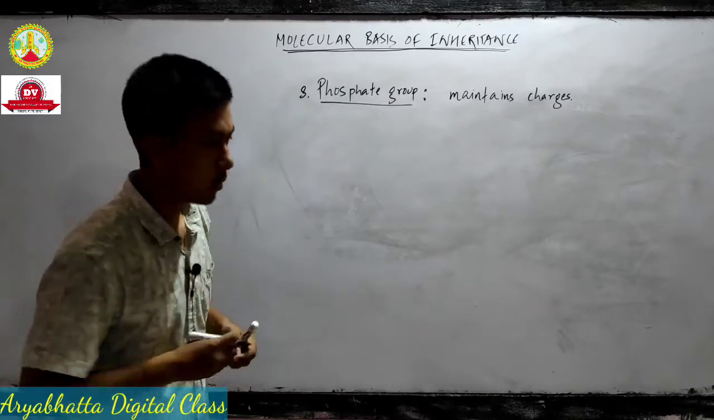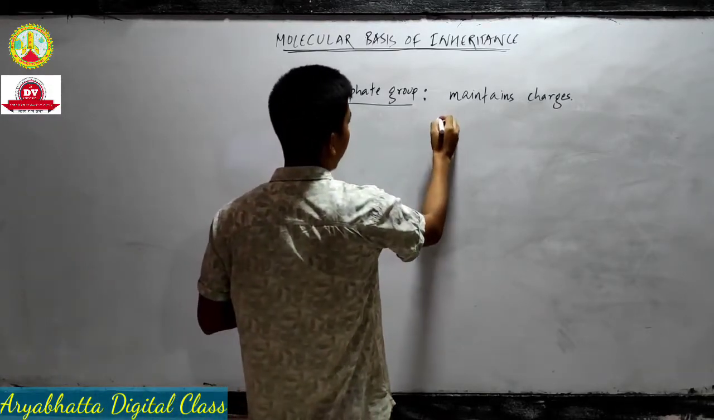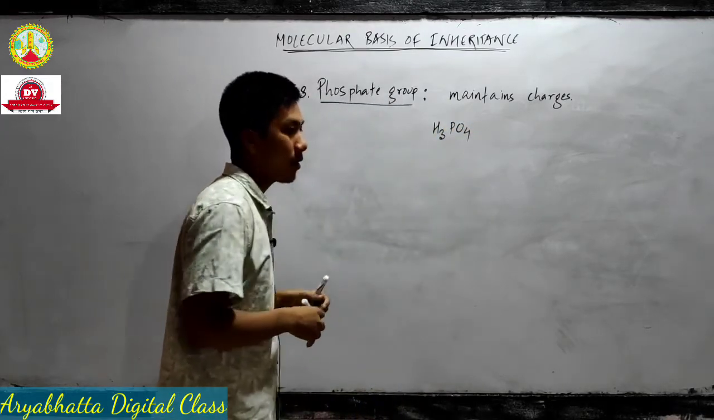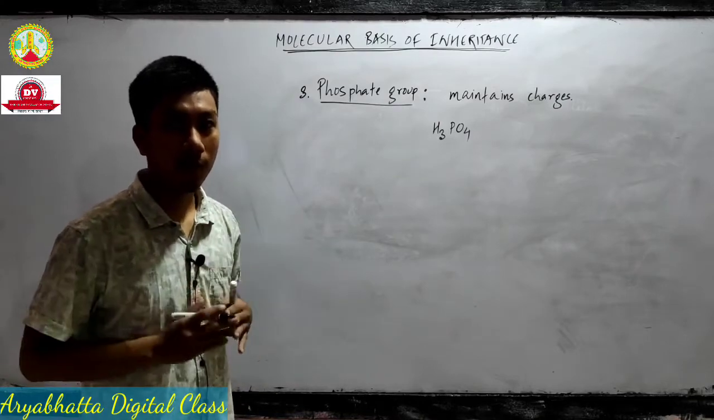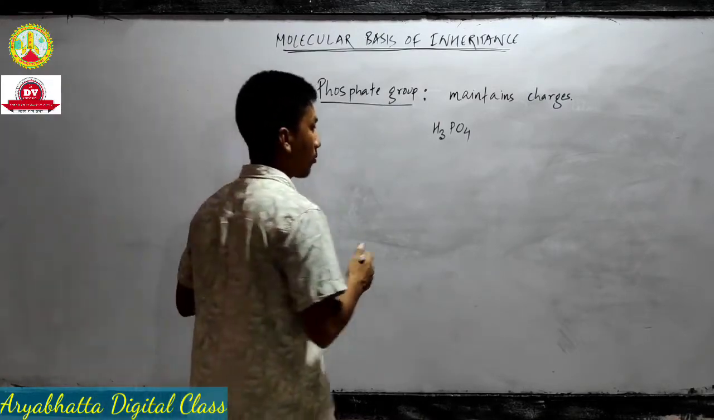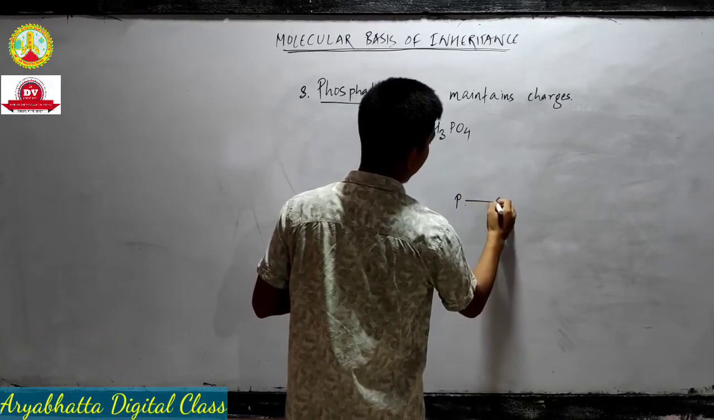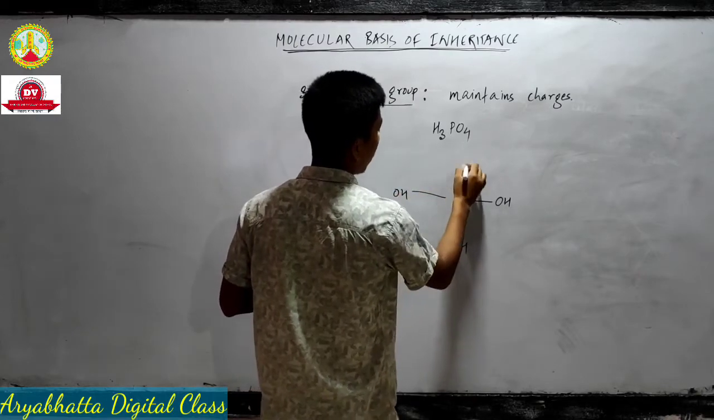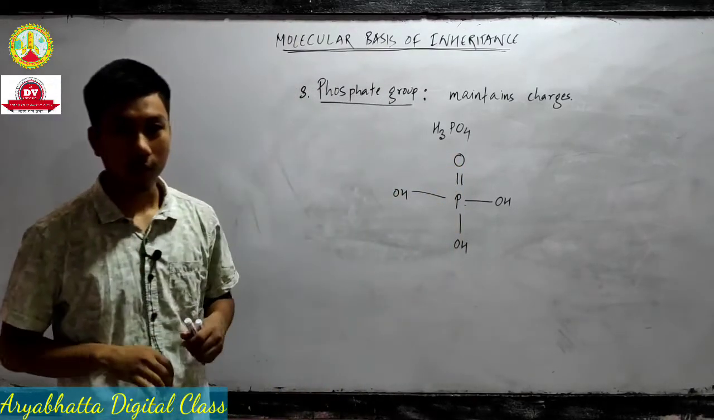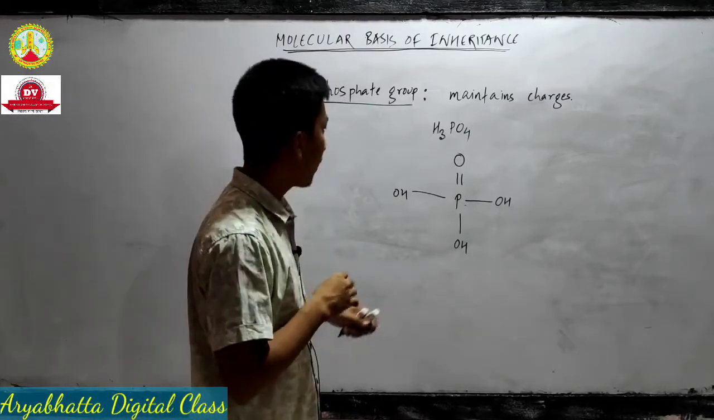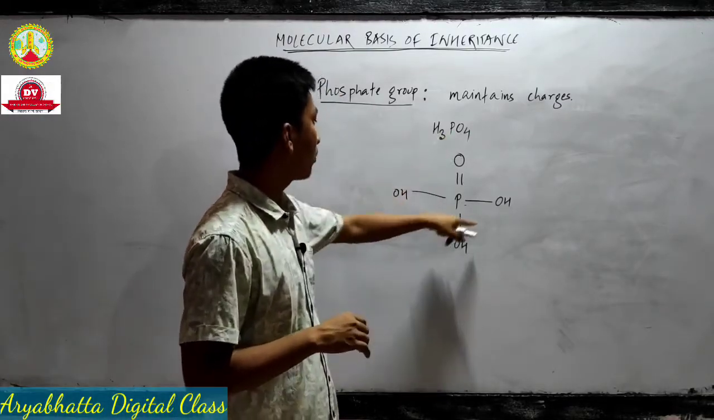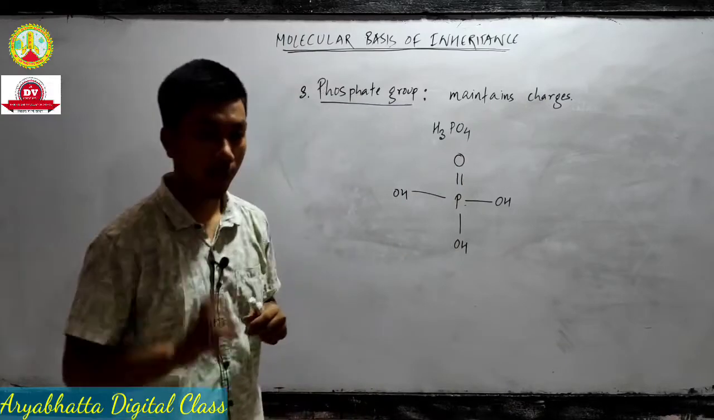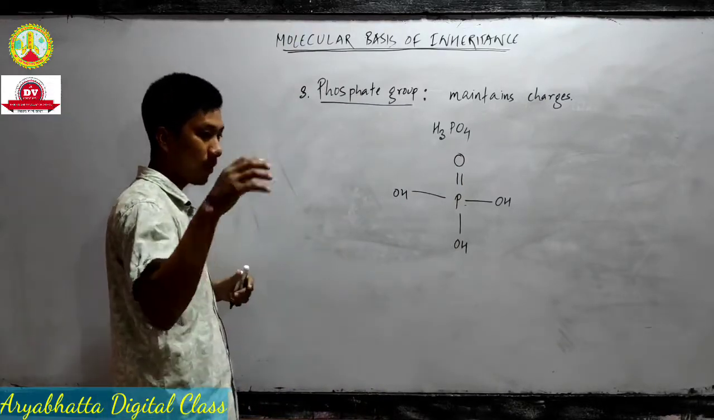So we need to see the structure, okay? The phosphate group, the molecular formula is H3PO4, okay? It is molecular formula H3PO4. So when we draw the structure, we have 3 OH groups free, that means we have 3 hydroxyl groups free. So H3, 1 2 3, O4, 1 2 3 and 4, it makes a double bond to maintain valency. You might know how to maintain valency.